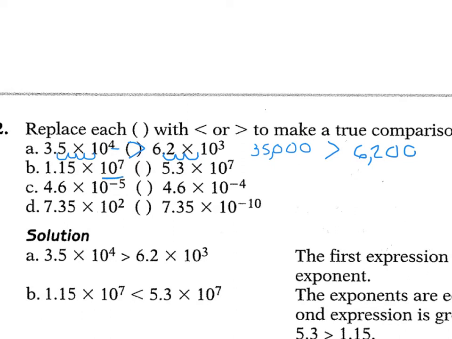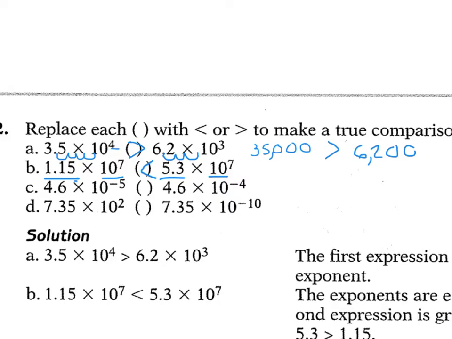Next, our exponents are the same. In both of these, we have 10 to the 7th power, so we just need to look at our number at the front. So we have 5.3 and 1.15. So 5 and 3/10 would be greater than 1 and 15/100.